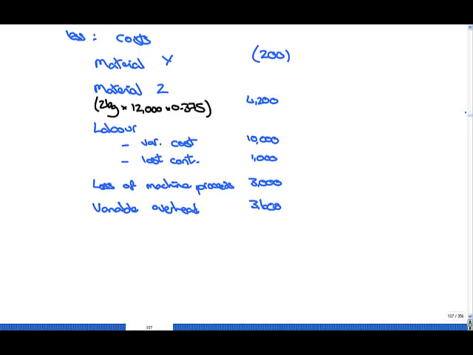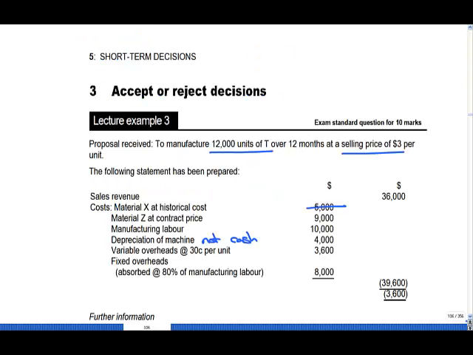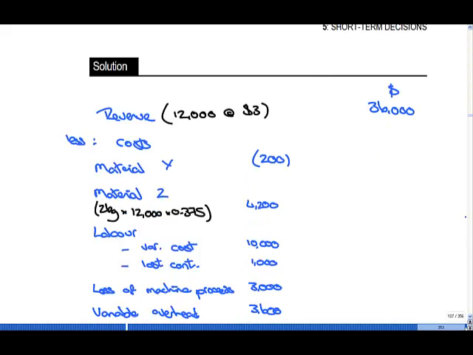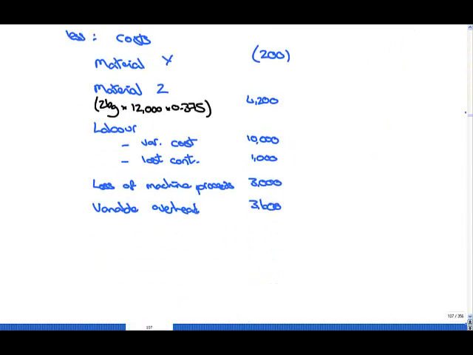Now there was no additional information now. The only thing left in our statement are the fixed overheads, and note here they are absorbed at 80% of labour. It's not cash, it's just an apportionment, so that is not relevant. So we've dealt with all of the relevant items here.